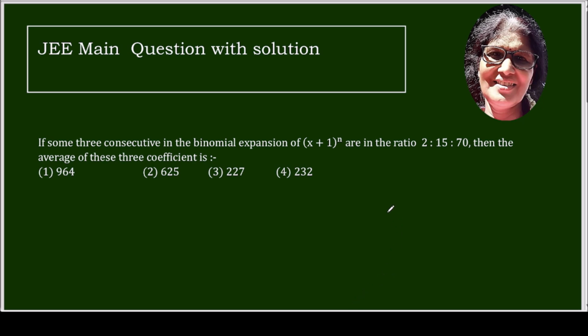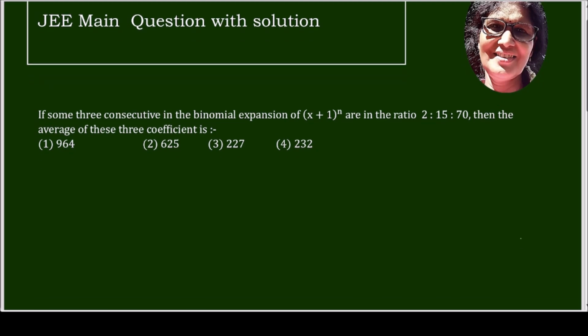If some 3 consecutive coefficients in the binomial expansion of (x + 1)^n are in the ratio 2 : 15 : 70, then the average of the 3 coefficients is: four options are given: 964, 625, 227, and 232. So this is a question based on both the binomial theorem and combinations. So let's proceed.